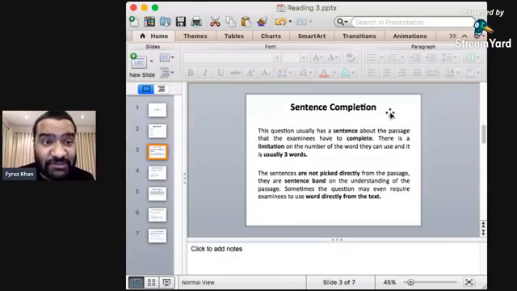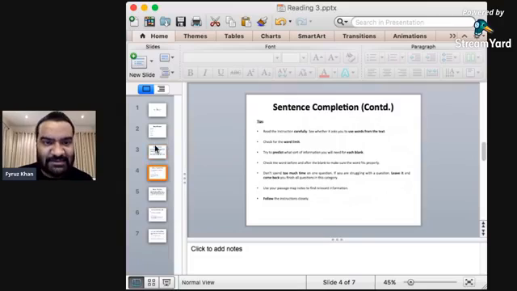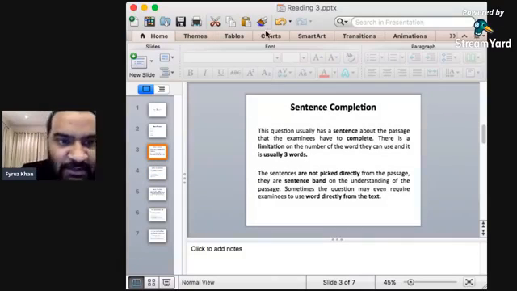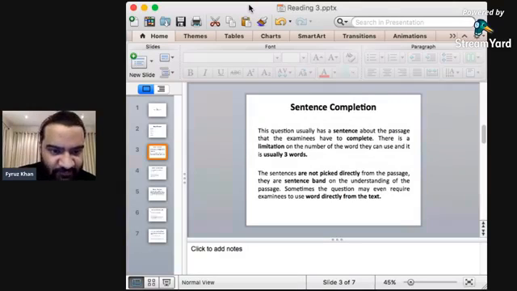And I have a task ready for you. I will show it to you in a minute. And the answers are not directly picked from the passage. It may be a paraphrase, it may be a sentence band, it may be a term. Okay. So that is sentence completion. Let me stop sharing the screen for a moment and let me show you what I have ready for you.